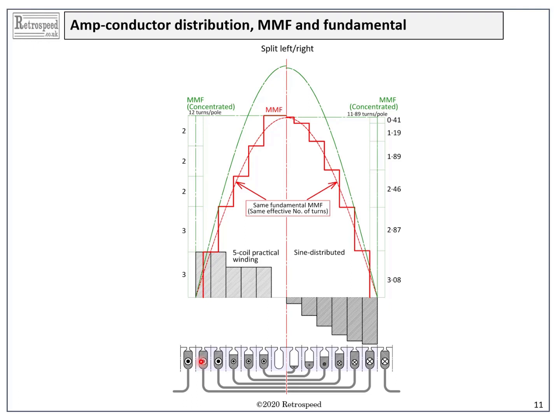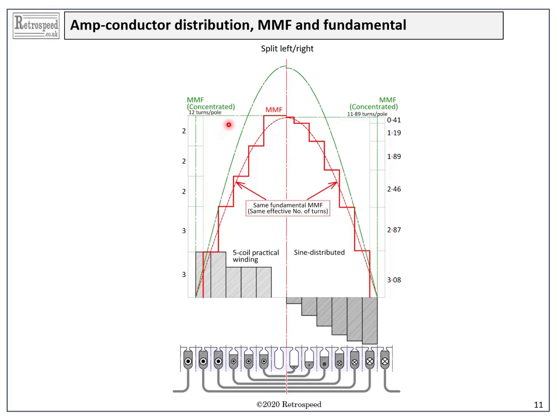We also see the histogram of the ampere conductors in each slot, and the integral of this distribution is the stepped MMF wave in red. Then by Fourier's series we extract the fundamentals of the MMF waveforms. These are plotted in red dashed lines, and the whole diagram is scaled so that we get the same fundamental MMF sine wave for both windings.